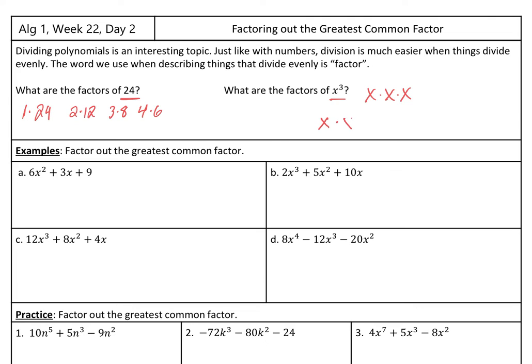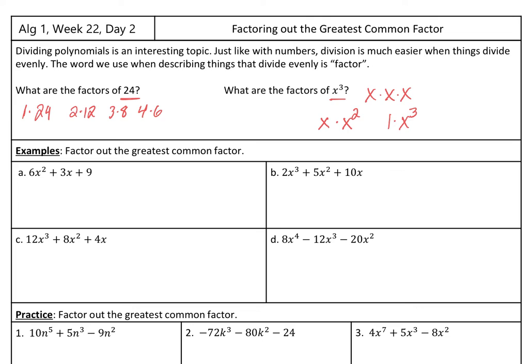x times x squared would give me x cubed. I can write that in the opposite order if I want to, but that's still the same thing. Or I could write, and we have this one every single time we find factors, 1 times x cubed would also technically be a factor. So that's to introduce this idea of what we call factoring.